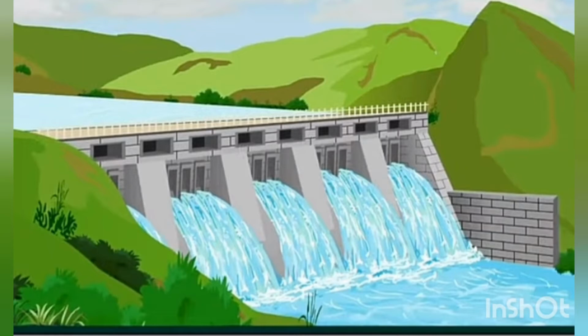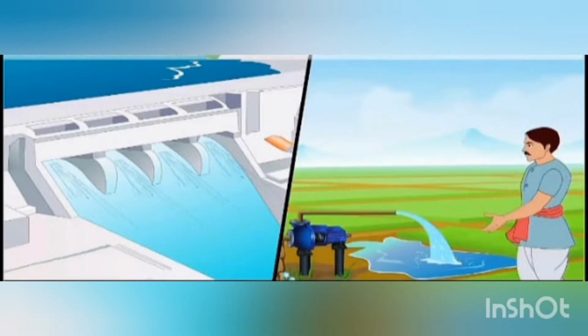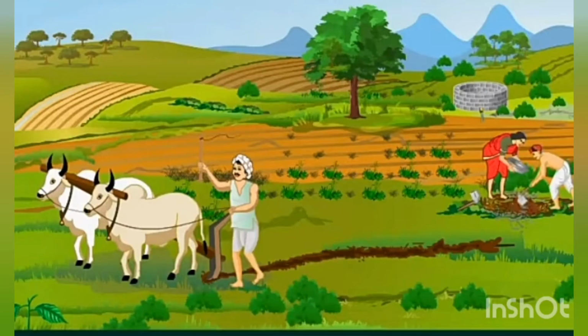Dams made it possible to store huge quantities of water. As a result, more land was brought under cultivation. Cultivation means growing crops. In a dam we can store a huge quantity of water, so farmers could benefit from the dams and they started to grow more and more crops. So more land was brought under cultivation.